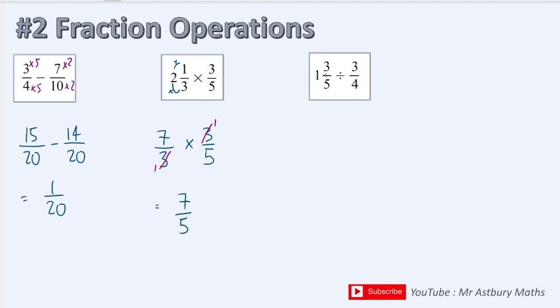Again, I've got a mixed number here, so I'm going to convert it first. I multiply 1 and 5, and then I add on 3. So 1 times 5 is 5, add 3 is 8. So this is 8 fifths, divided by 3 over 4.